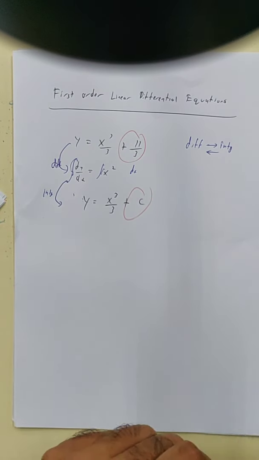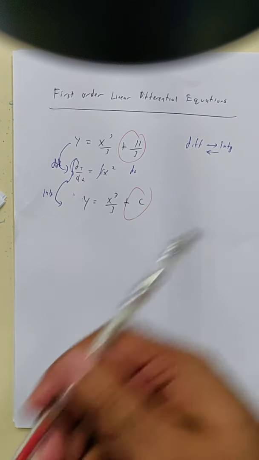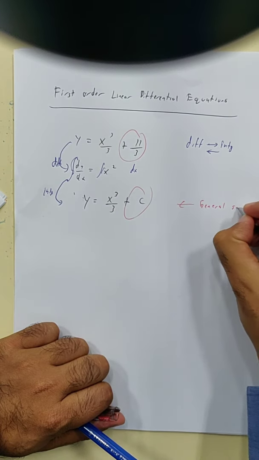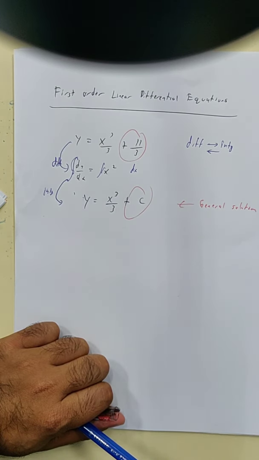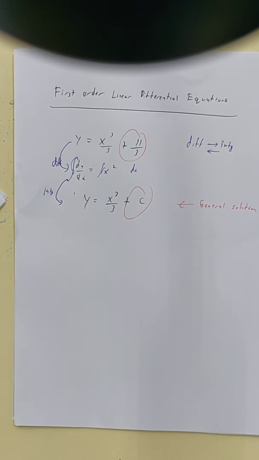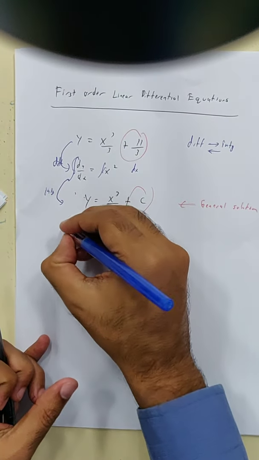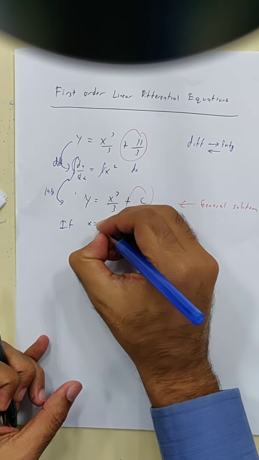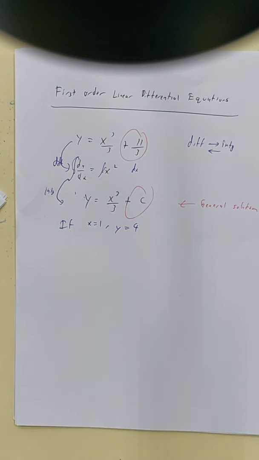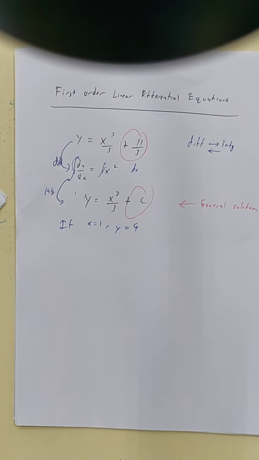Sometimes this is what we call the general solution. With the plus c, it is called the general solution. If the question says, given that if x equals 1, y equals 4, sometimes you will have this extra information. So what do you do with this? You plug in the numbers back.